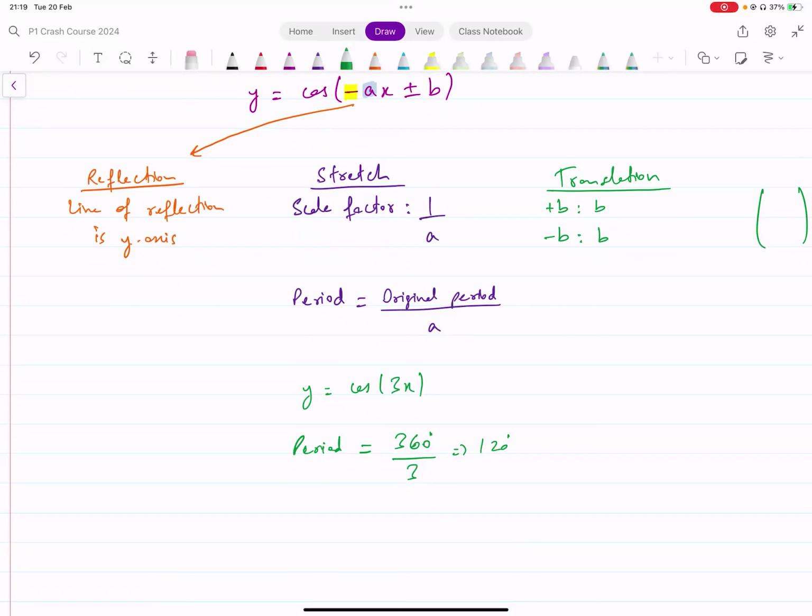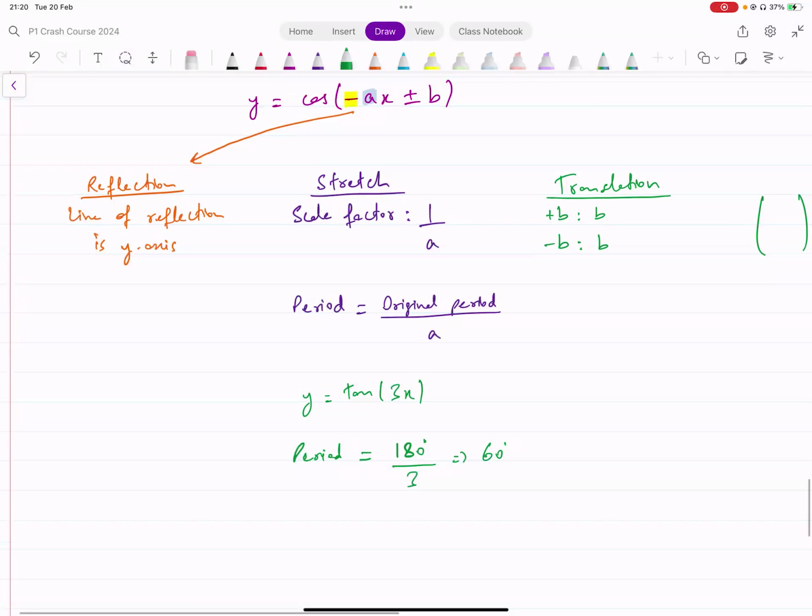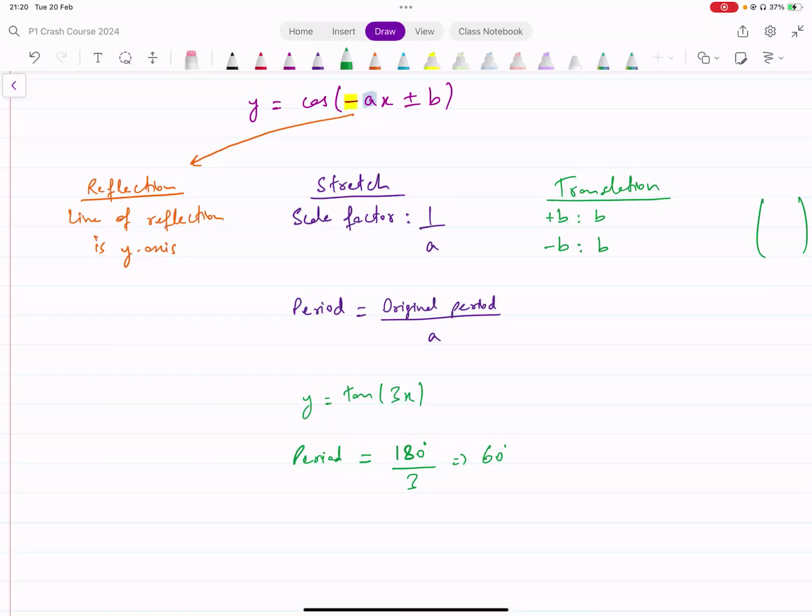If we had tan of 3x instead, what about that? The original period of tan is 180 degrees. That would become 180 over 3, and that gives us 60 degrees. So whatever was the original period of that graph, for cos and sine, it's 360 or 2 pi radians. For tan, it's 180 degrees or pi radians. Whatever the original period was, that gets divided by this number a.